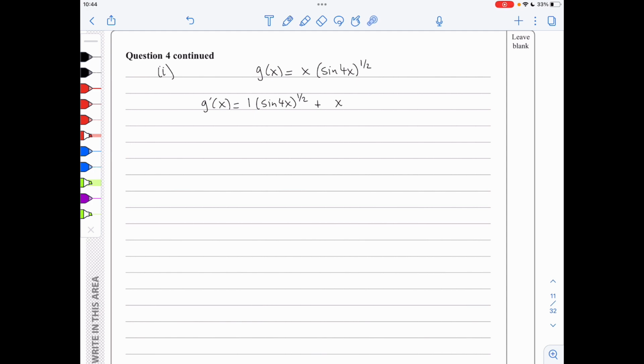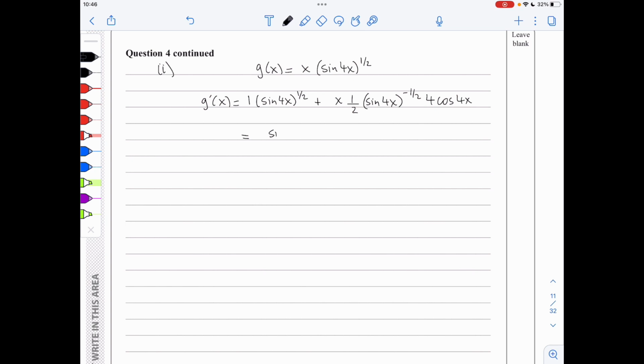To differentiate sine of 4x to the half, we bring the power down, deduct 1 from the power, times the derivative of the bracket, which will be 4 cos of 4x. This simplifies to the square root of sine 4x plus 2 times x times cos of 4x over the square root of sine of 4x. This is the expression for g dash of x.